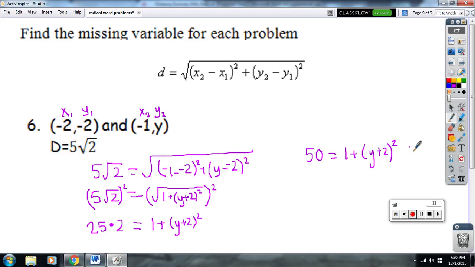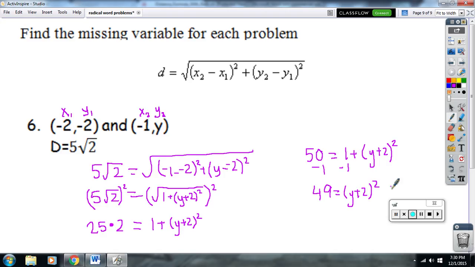And remember, anytime you're working with equations, you always want to add and subtract first. And so what I have is 1 plus all of this, and what I can do is subtract that from both sides. So what I have now is 49 equals y plus 2 all squared.